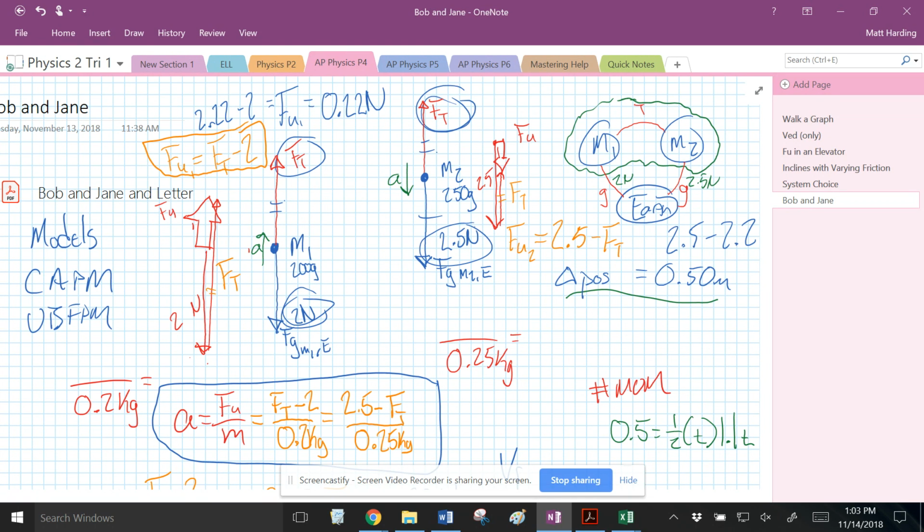So then we tried some other stuff. We tried saying that the tension was equal to the weight of one of them, the heavier one. But that's problematic because then you end up with balanced forces over here.